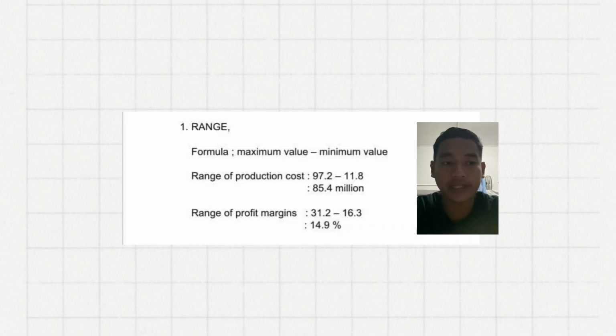So for this part, the range of production cost is 85.4, and the range of profit margins is 14.9. So the range of production cost is higher than the range of profit margins.